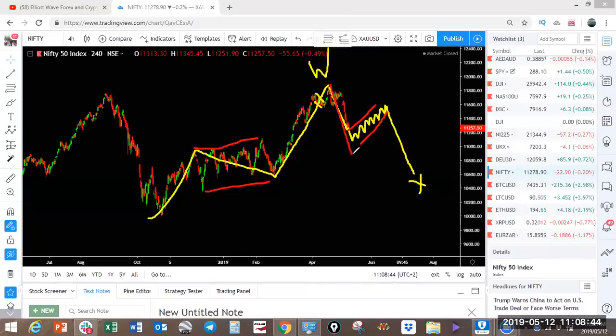This is the first move. It can even do a structure like that, so don't only expect a zigzag. This is just for illustration purposes. It can even be a structure like this before it pushes higher.